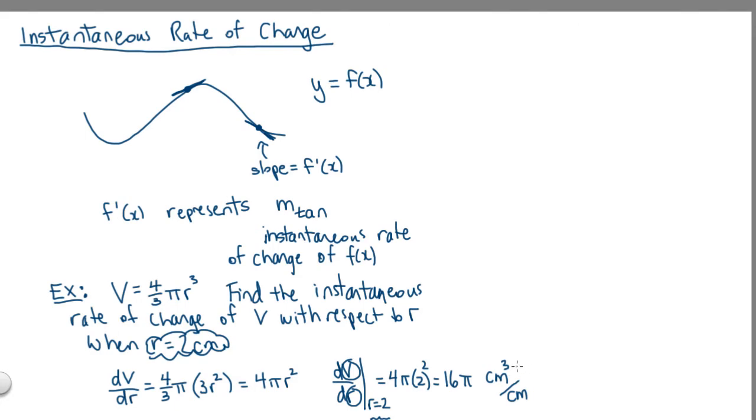So the trick for remembering the units is that the numerator is just going to be the units of whatever your initial function is, V in this case, and the denominator here will be the units of your variable, which appears in the denominator when you write the derivative this way. So in this case, it's the units of r.